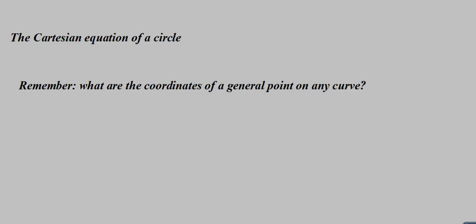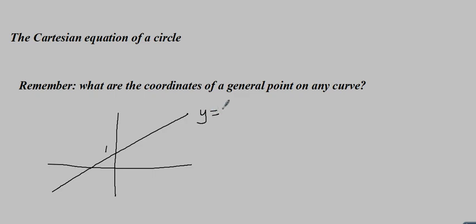Let us now derive the Cartesian equation of a circle. And in order to do that, we need to go through some steps that will lead us to that discovery. First of all, remember, what are the coordinates of a general point on any curve? Let's say that we have a curve, a very simple curve, a straight line for that matter. Y equals 0.5x plus 1.